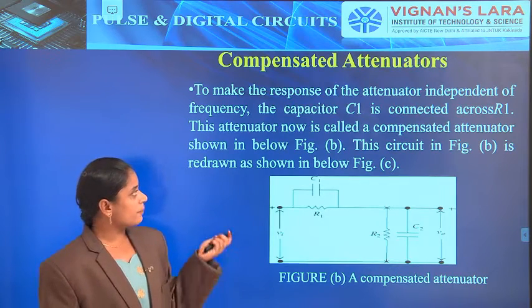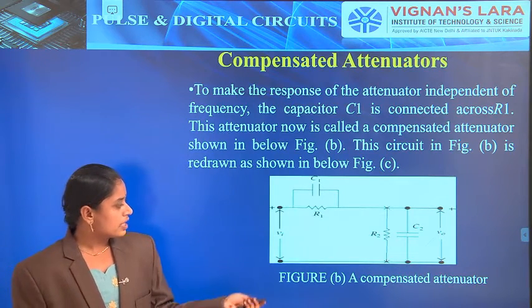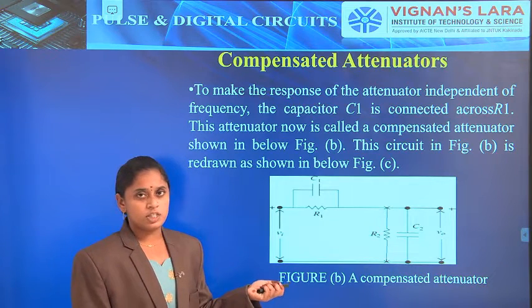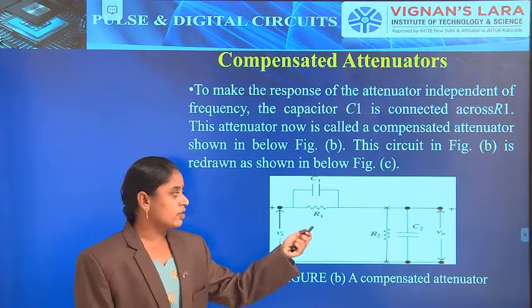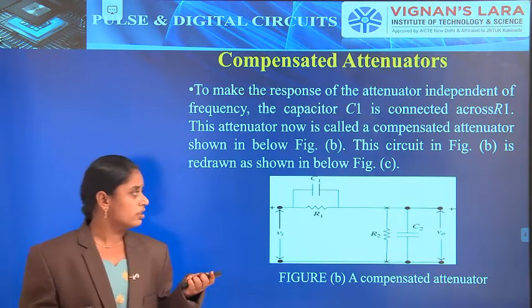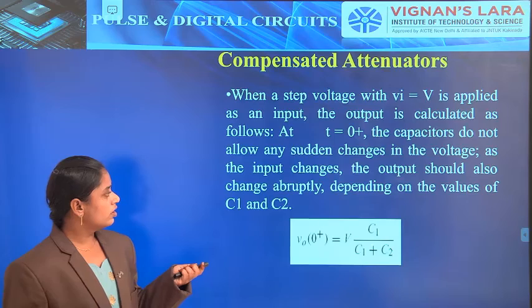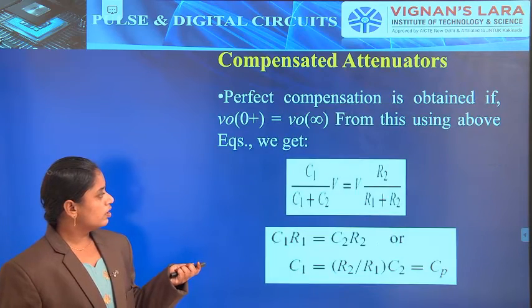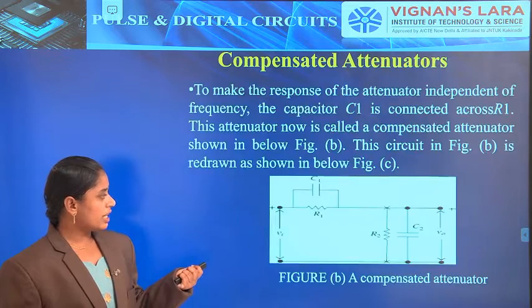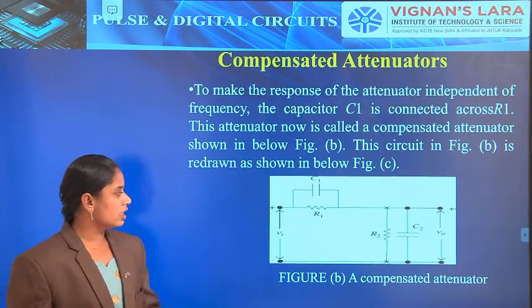So this is a practical application, and the circuit we discussed is nothing but a compensated attenuator. What is meant by a compensated attenuator? That is R1 C1 is equal to R2 C2. How R1 C1 is equal to R2 C2, we have to prove here. With this I am explaining, so please note down the condition.